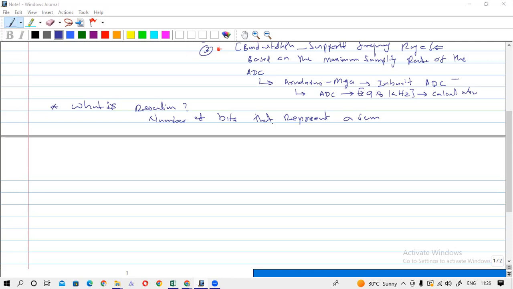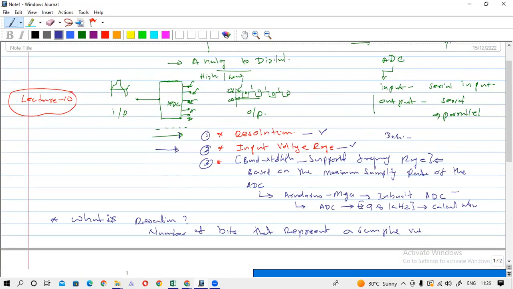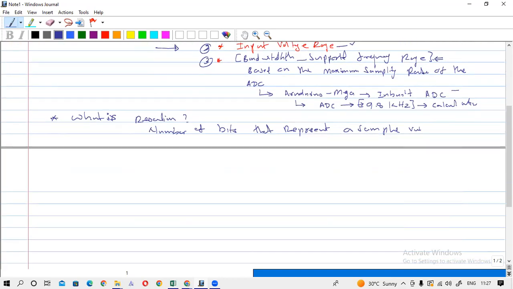So here, the number of bits that represent a sample value, a voltage value. In other words, it is the number of bits, the number of pins. We have the parallel bits, the number of pins, on the ADC. There are values like 0, 1, 0, 1, and this represents a sampling value. So that is the resolution: the number of bits that represent a voltage value.